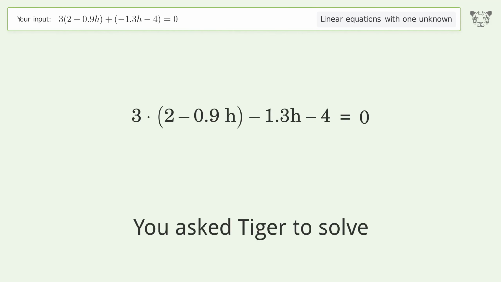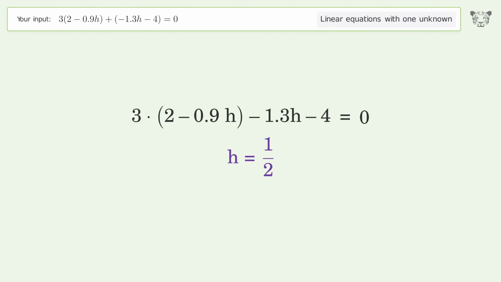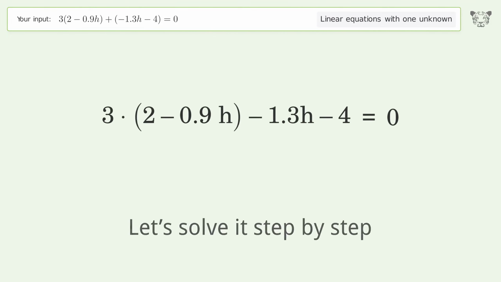You asked Tiger to solve this. This deals with linear equations with one unknown. The final result is h equals 1/2. Let's solve it step by step.